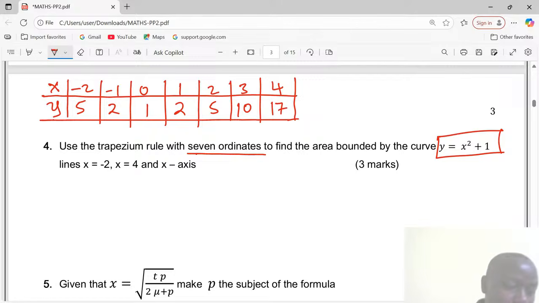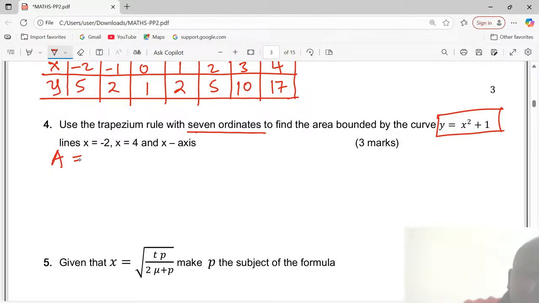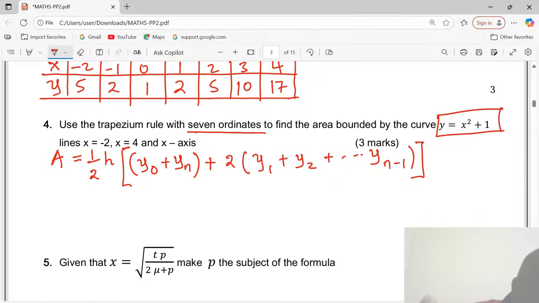Now, the other thing that you're supposed to know, according to the trapezium rule of area approximation, is that area is usually estimated using the formula: area equals half height, which is the interval, into the first value of y plus the last value of y, then 2 multiplied by the other values in between the first and the last, until the value of y just before the last one.